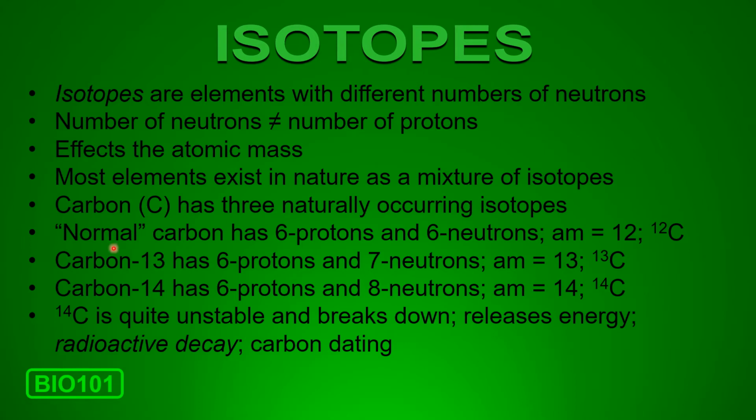And so carbon has 3 naturally occurring isotopes. Remember, that's different numbers of neutrons. So, quote unquote, normal carbon has 6 protons and 6 neutrons. You know this. So it has an atomic mass of 12, and we can write that with the chemical symbol C on the left side, superscript 12.